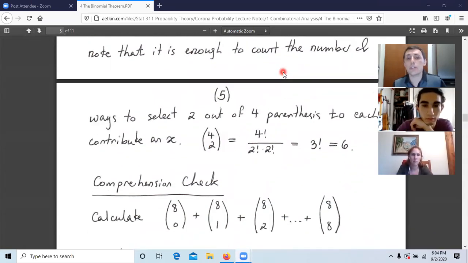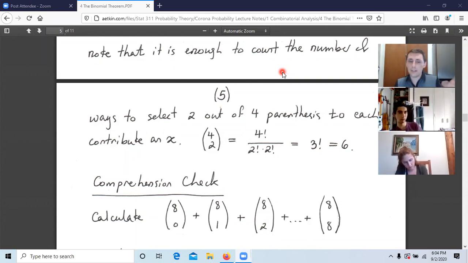Here is your next task, guys. Let's see if you can do it. We will wait a little. Comprehension check. Your goal is to find, in simplified form, the sum of 8 choose 0, plus 8 choose 1, plus 8 choose 2, all the way to 8 choose 8. You understand? So you have an increasing order of what you have below the 8, 0 all the way to 8. I want to know, in simplified form, what that sum is equal to.